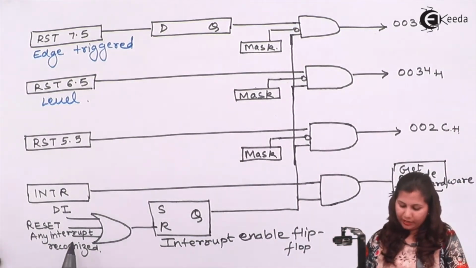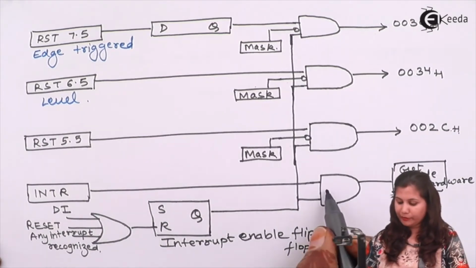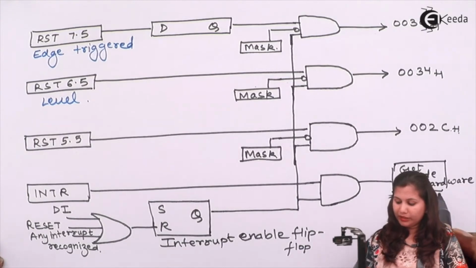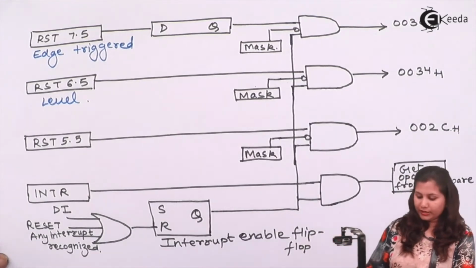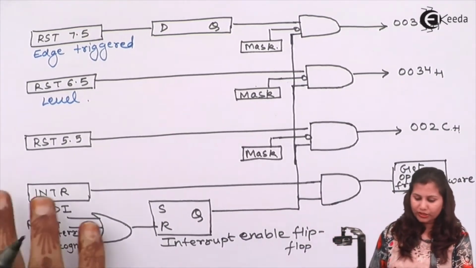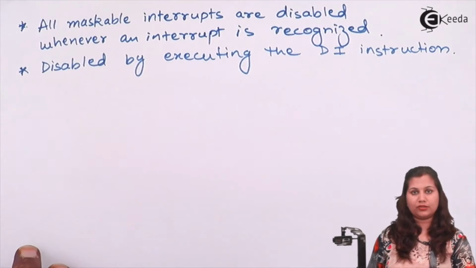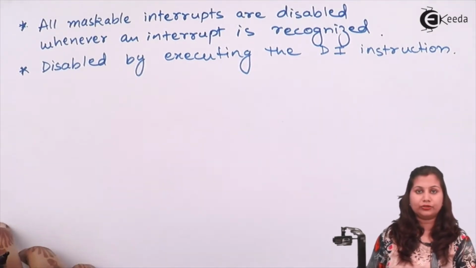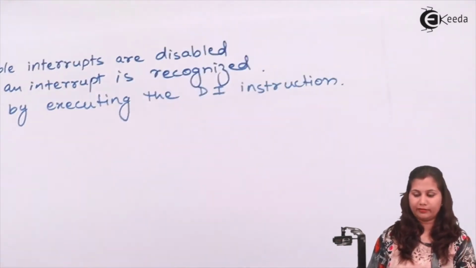Now we have INTR, and here we have the OR for it. Then we have the interrupt enable flip-flop. This signal is given to this flip-flop. So when this request is given, then the INTR signal will be enabled. This interrupt will be enabled, and the address for this will be given from the hardware. Here this hardware will provide the address of this INTR interrupt. So this is how they are masked. So in this masking, we studied that the SIM instruction is used to mask the three RST interrupts. So let's study the SIM instruction, and then we will study the RIM instruction.